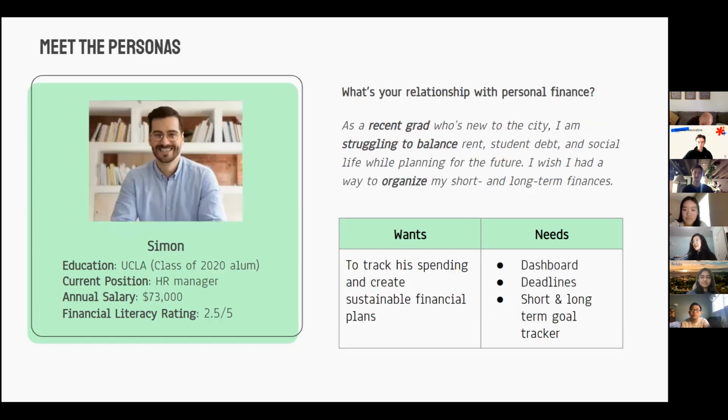Next up, we have Simon, who is a UCLA class of 2020 alum. He's recently moved to Berkeley as a recent grad for a new job. But one of his biggest pain points is struggling to balance rent, student debt, and a social life. So planning and being able to extrapolate into the future with sustainable financial plans is really important to him. Hopefully through our dashboards, deadlines, and short and long-term goal trackers, we can help Simon with these pain points.